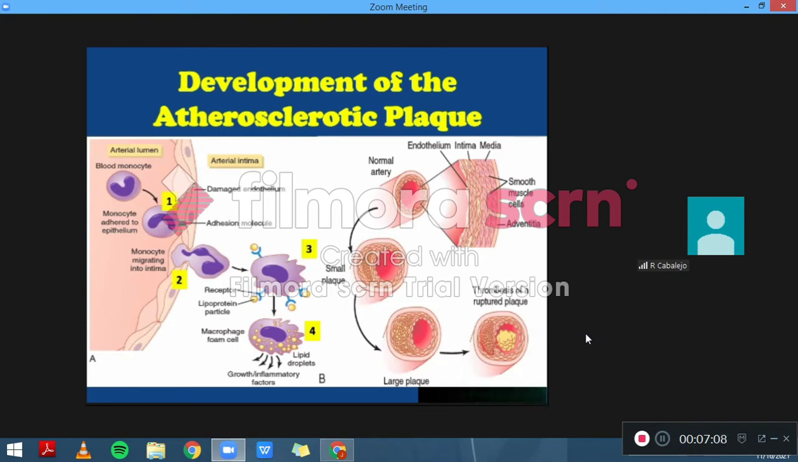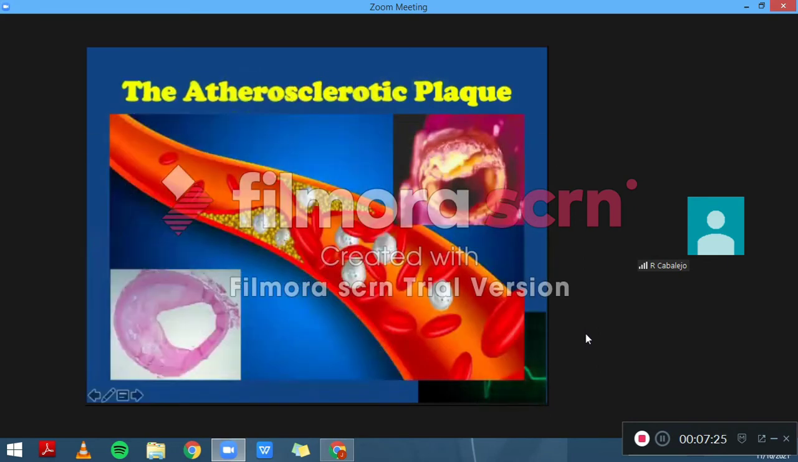Eventually, the plaque may occlude the lumen of your vessel, or it may rupture, thus causing blood in the artery to coagulate and form a thrombus. That is the physiology of myocardial infarction, which we will discuss later on. So this is how your plaque looks in a histologic section versus a gross section.